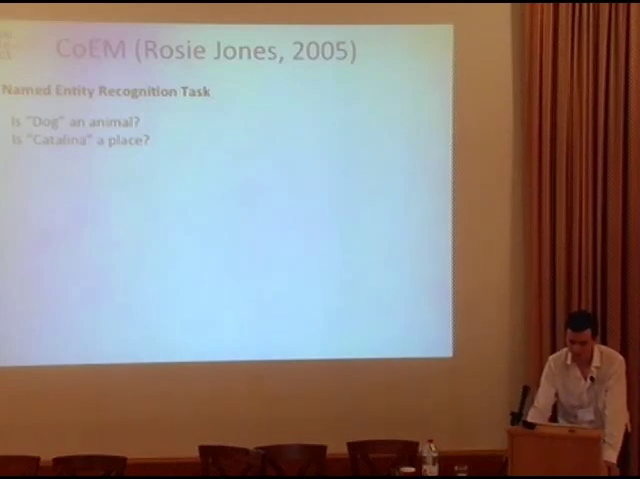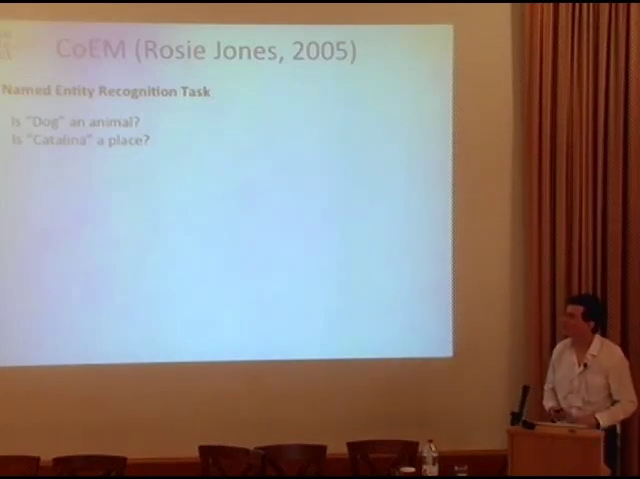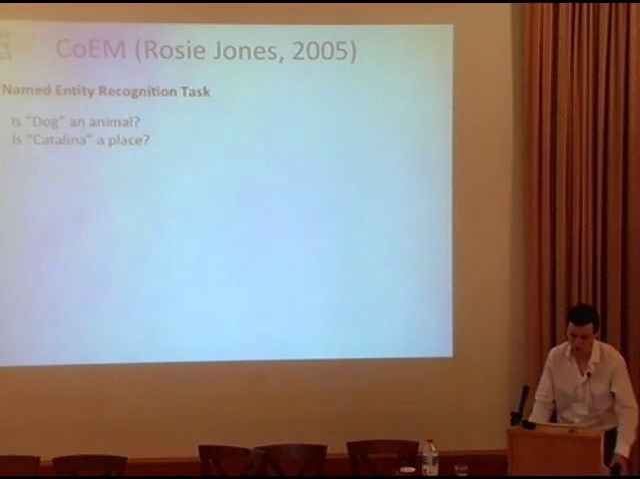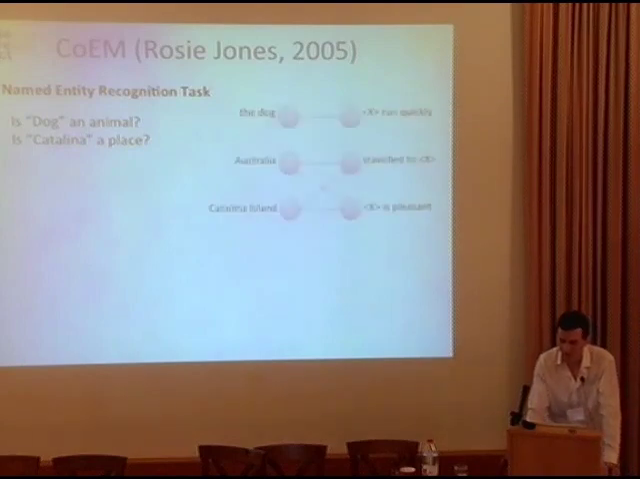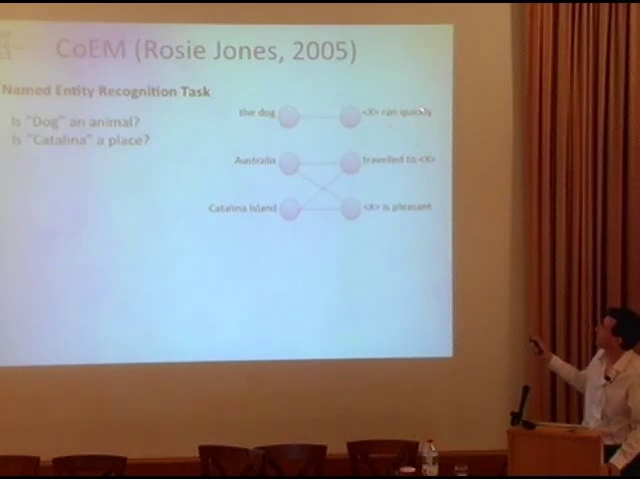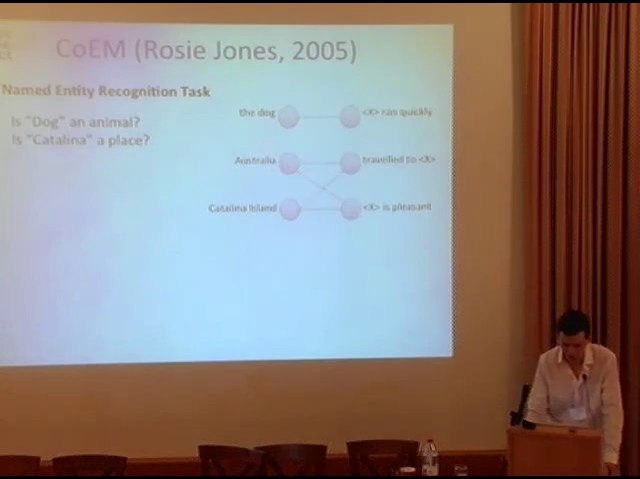So they were interested in named entity recognition tasks. They want to figure out, for example, that dog is an animal, the word DOG. The way they deal with this is they form a bipartite graph which says the dog appeared with the sentence run quickly, Australia with travel to, Catalina Island with travel to and is pleasant. And by labeling, for example, Australia as a city or a place, you can propagate it through this graph back and forth and figure out that Catalina Island is also a place.